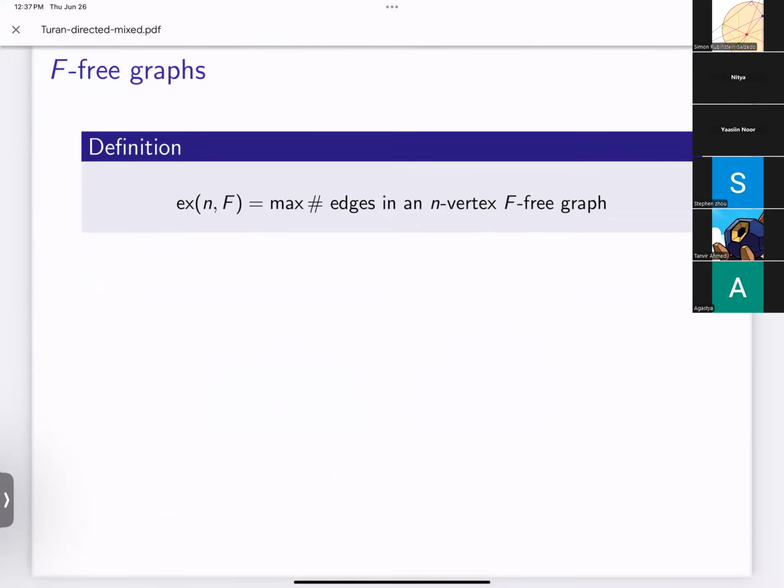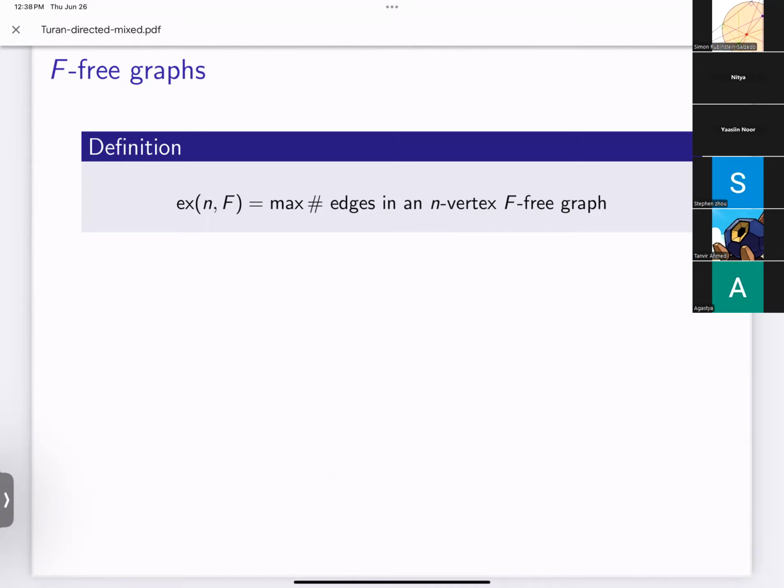And F, you should think of as some small fixed structure, like a triangle, that we forbid from appearing in the graph. And so the kinds of questions we're going to be concerned with are how many edges can we put into an n-vertex graph, asymptotically, without some copy of F appearing. At some point, no matter how hard we try, a copy of F will appear somewhere in the graph.